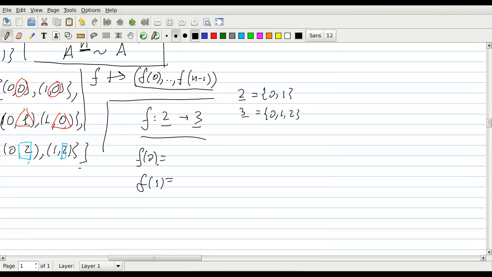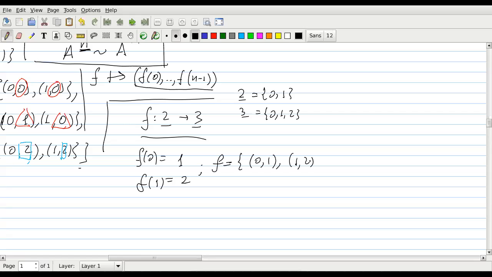Вот видите, f от нуля равно единица. Вам нужно элементы тройки выбрать, то есть 0, 1 или 2. А в единице какое значение? Двойку. Теперь смотрите. Любая функция – это множество пар, аргумент, значение. Здесь какие будут пары? 0, 1 и 1, 2.